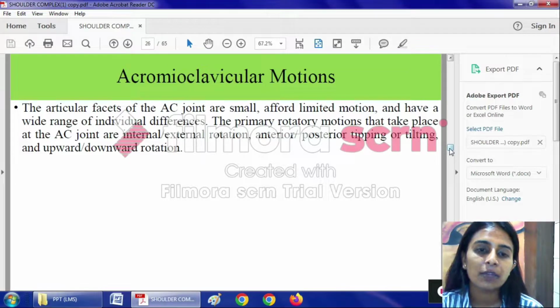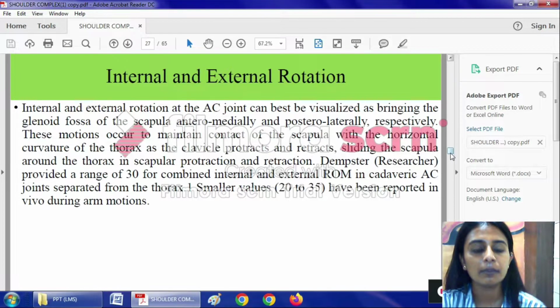The acromioclavicular motions. The articular facets of the AC joint are small, which limits motion, and there is a wide range of individual differences. The primary rotatory motions that take place at the AC joint are internal-external rotation, anterior-posterior tipping and tilting, and upward-downward rotations. Internal and external rotation.